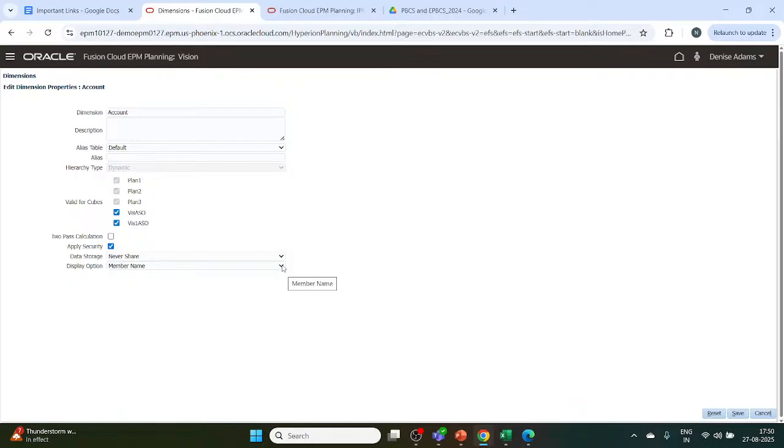And for the display option, we choose the member name here. We can choose member alias or member name. It's totally dependent on our choice. We can take any of these. So in the account we generally choose never share because the dimension generally is never shared. That's why we choose that for account here.